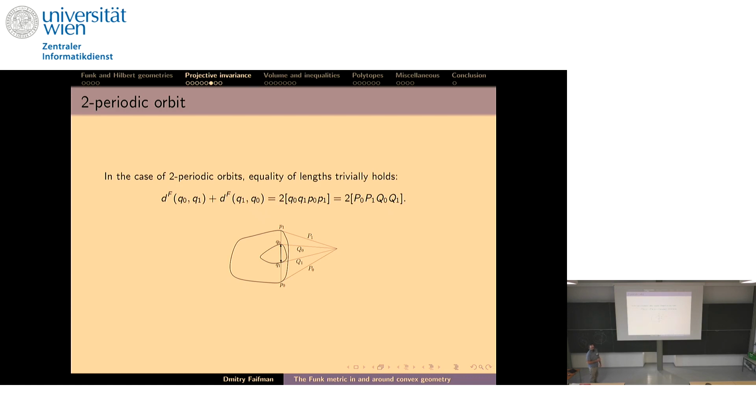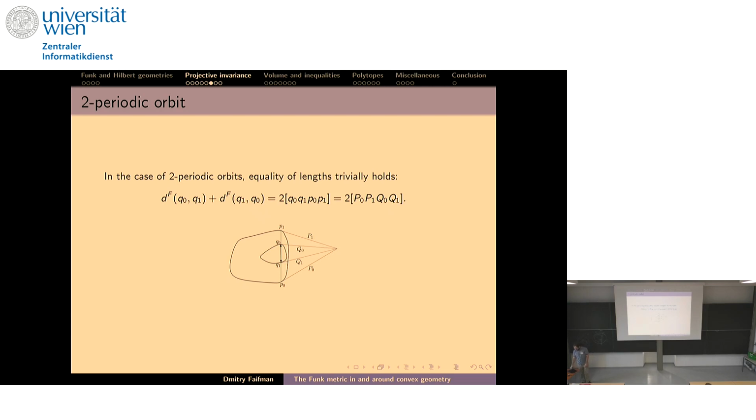This is what a two periodic orbit looks like. It consists of two bounce points and two directions, such that all tangent lines meet at the same point, or tangent hyperplanes. Then the Funk length here is really the Hilbert distance between those points, because you sum them in both directions. So this is the cross ratio of those 4 points, which is the same thing as the cross ratio of those 4 lines, which is the corresponding length in the dual space.